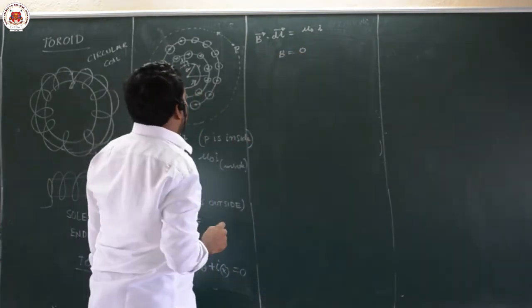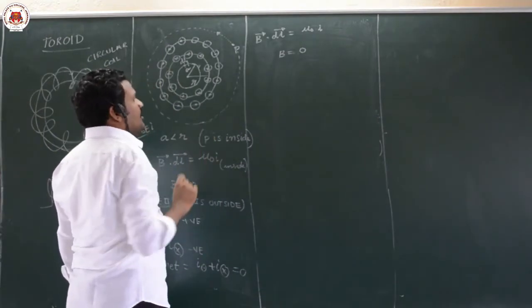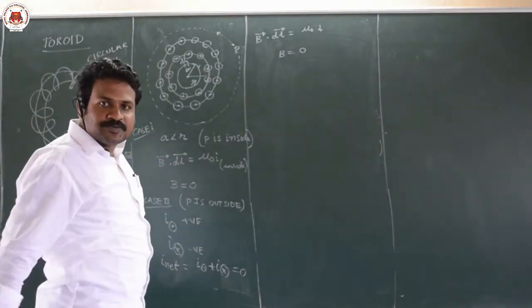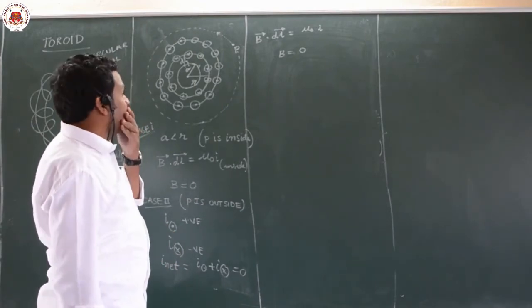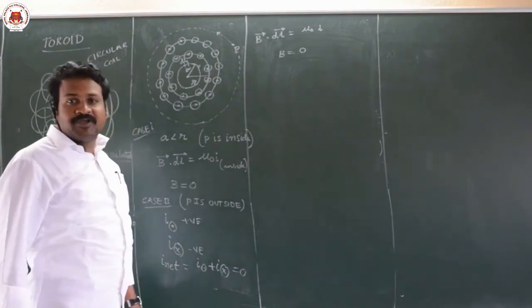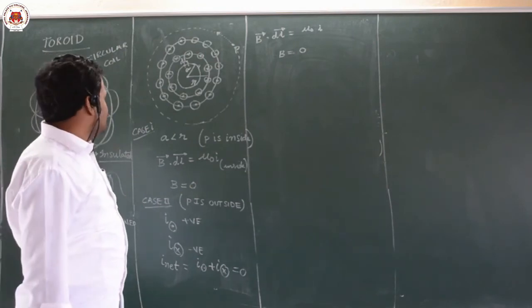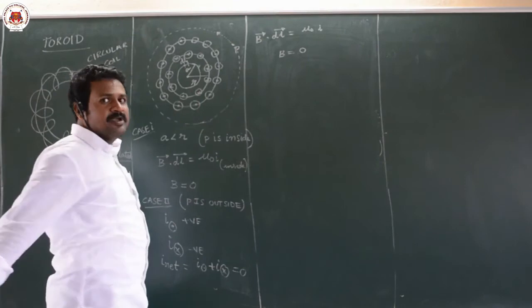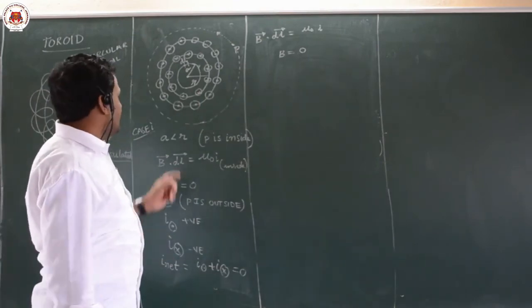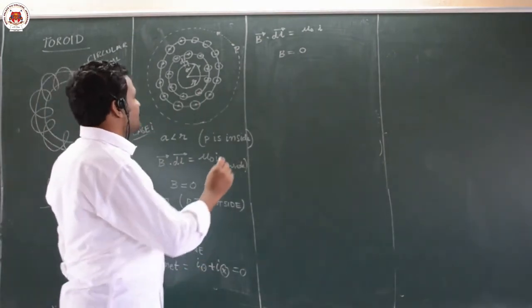That means there is no magnetic field outside of the toroid also. Now where can we have a magnetic field, whether this toroid will give a magnetic field or not? For that reason, next time I will enter within these coils. Within these coils only I will enter and I will find the magnetic field.